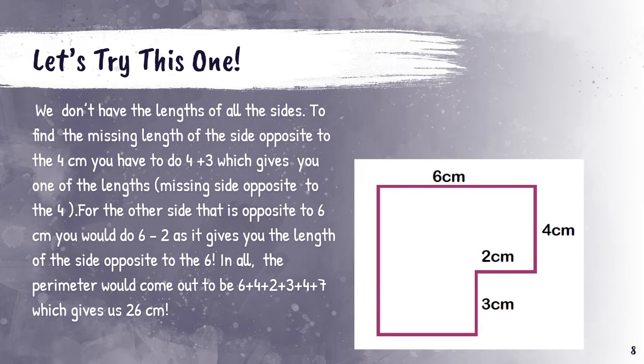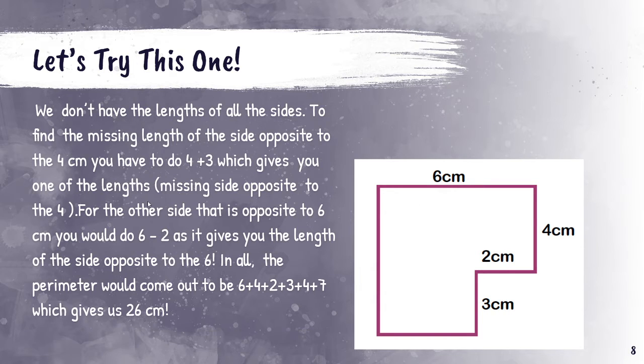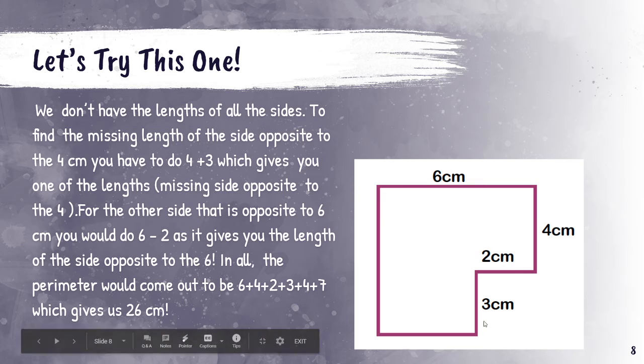Let's try this more complicated version. We don't have the length of all the sides. Before it comes to this type of shape, we need to find the missing length. As we know, we don't have the length of each side.